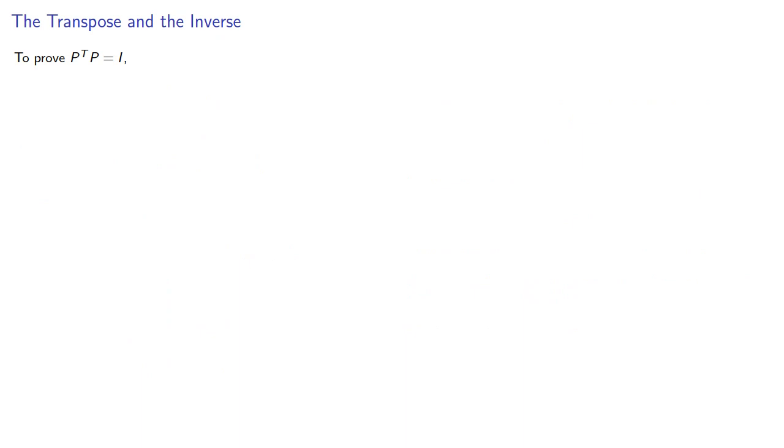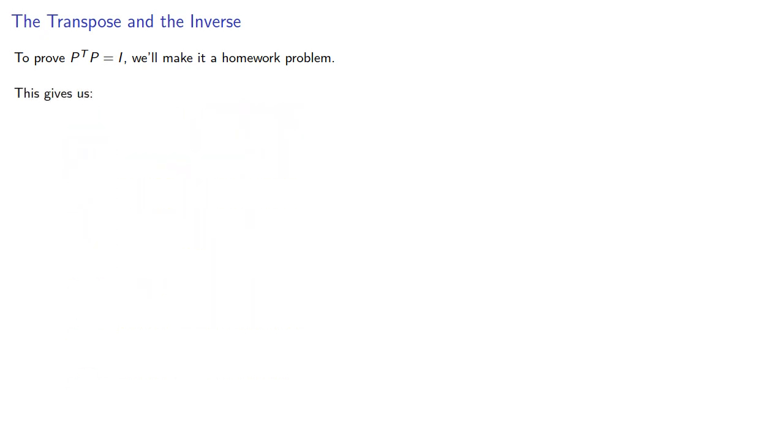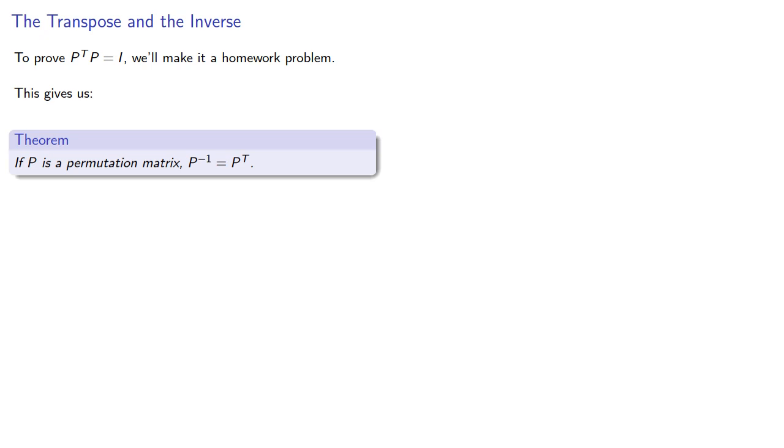Now, if we take that product in the reverse order, we also get the identity. And to prove that it's the identity, we'll make it a Hobart problem. And this gives us, if P is a permutation matrix, its inverse is its transpose.